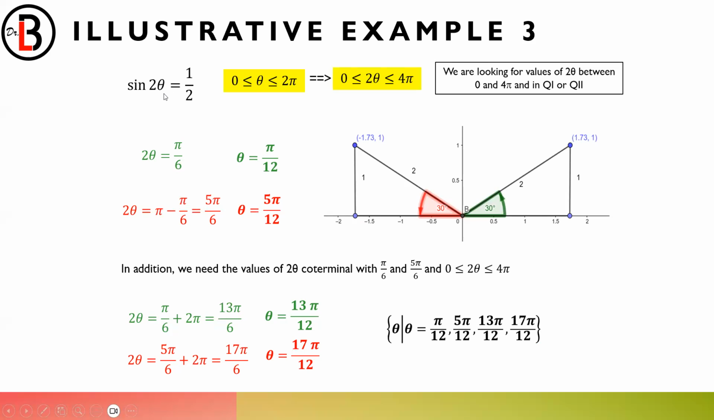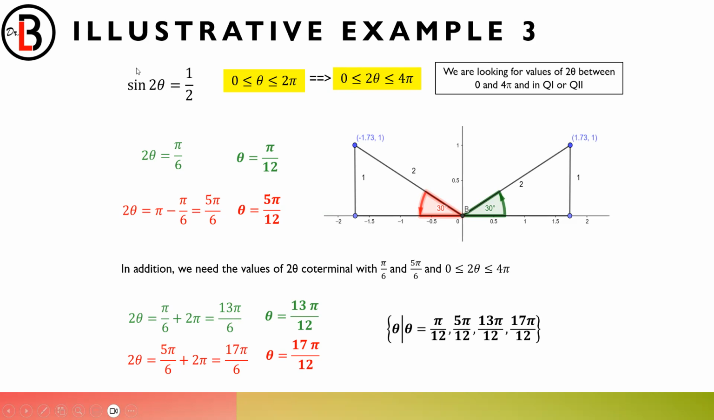Now, this one is 2 theta, but then this one is given as theta. So I can say if it's from 0 to 2 pi for theta, multiplying all the terms by 2, I can say this is from 0 to 4 pi if it's considered to be 2 theta. You understand? Because here, we are looking for values of 2 theta, not just theta.